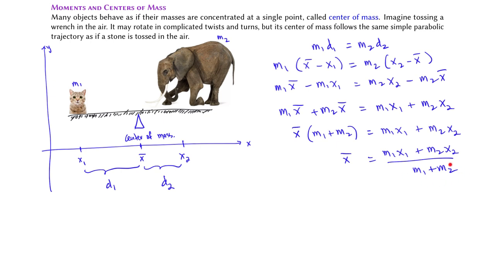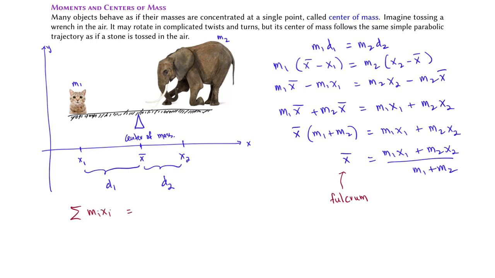The denominator m1 plus m2 is called the total mass. Each of the terms in the numerator, m1 x1 and m2 x2, is called a moment. x bar is called the fulcrum. m1 x1 and m2 x2, the moments, are measured from the y-axis. x1 is the distance from the y-axis, and x2 is the horizontal distance from the y-axis.